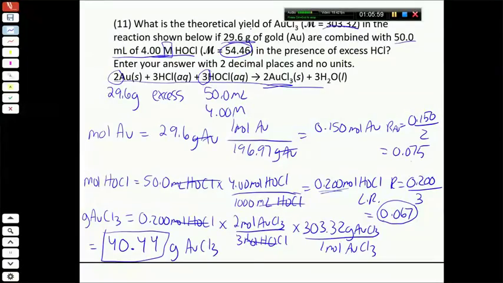Yeah, I mean, you have to find the limiting reactant. There's no way around that. But as I said, the way that I did it here was to identify the limiting reactant and then do the calculation. The other way to do it is just to do the calculation twice, starting with gold, 29.6 grams, or starting with HOCl, 50 milliliters, 4 molar, and then you can just pick the smaller answer. But yeah, at some level, you have to identify the limiting reactant to get the correct answer. You can't just randomly pick one of the two and do it. You have to know which one's correct. Other questions?